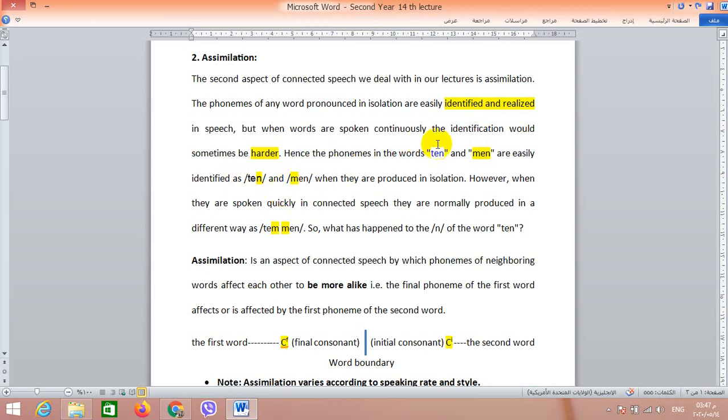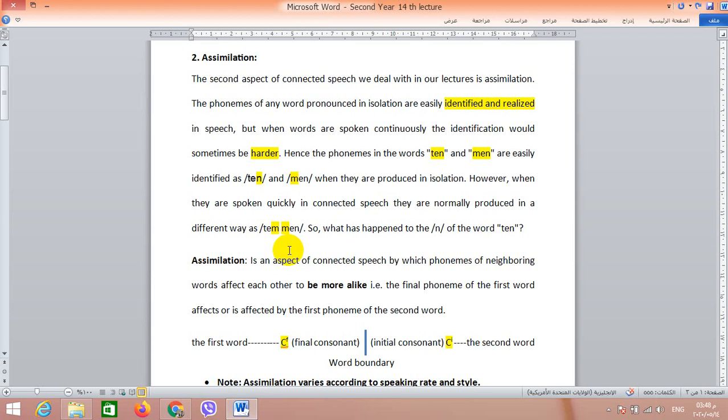But when words are pronounced continuously in connected speech, the identification and realization of phonemes might be a little bit harder and sometimes very hard. Now, going back to these two words, which are individually pronounced 'ten men', 'ten men'. But if I pronounce these words in connected speech, especially if I'm speaking quickly, the pronunciation would be 'tem men', like this one. 'Tem men'.